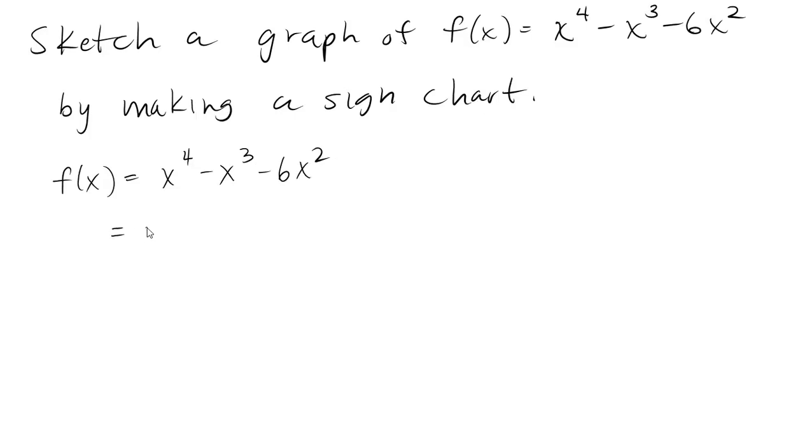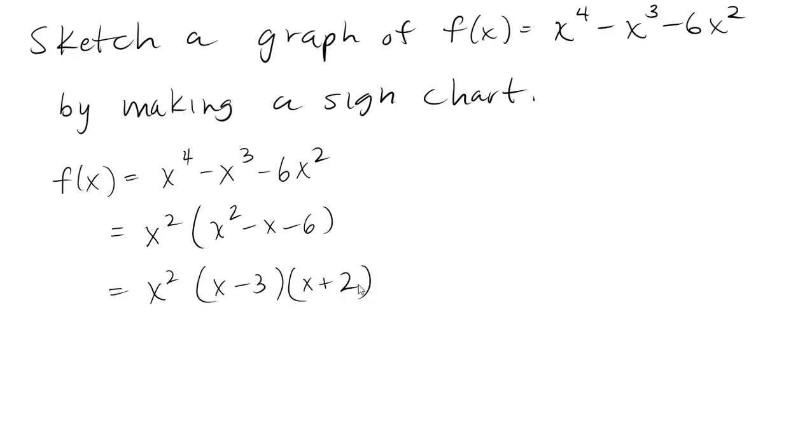You would pull out the GCF, which is x squared. That would leave behind x squared minus x minus 6. And now we need to try to factor this trinomial. It factors to the product of two binomials. That's x minus 3 times x plus 2. And we have this in factored form. Make our sign chart here. The function's equal to 0 when x equals 0, when x equals 3, or when x equals negative 2.